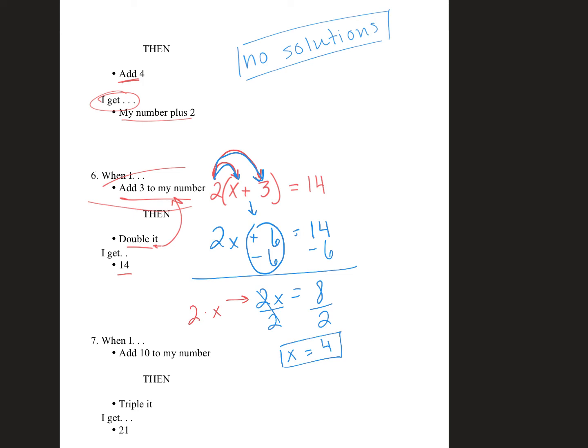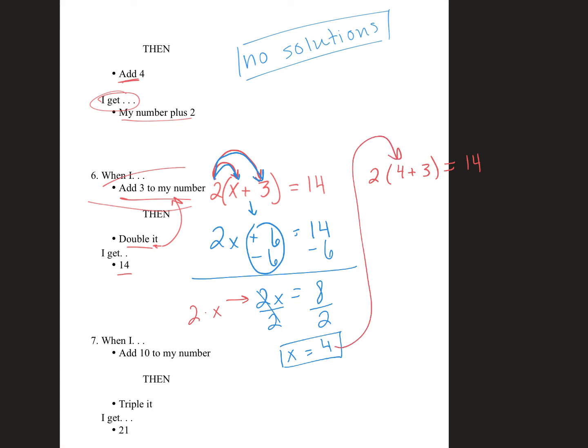So now I want to check to see if that answer is actually true. So I'm going to rewrite my original equation, 2 times x plus 3 equals 14. And instead of x, I'm going to write 4. So I have 2 times x plus 3. So now it's going to be 4 plus 3 equals 14. I just took this x and plugged it in there.